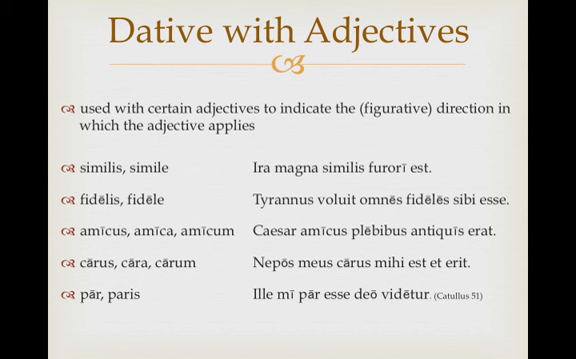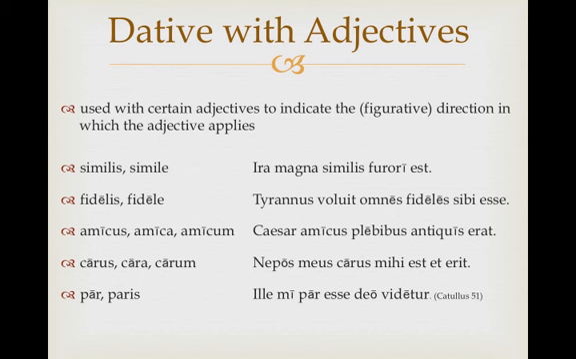So I have some examples. Ladies, make sure that you are writing down these sentences in Latin, and that you're also writing down the translation. I will check your notes tomorrow, so make sure you have both down. Ira magna similis furori est. This furori is the dative. So great anger is similar to madness.